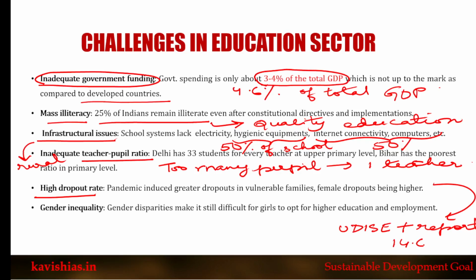And also another issue, that female dropouts are being higher, because in the pandemic situation we have seen that whenever there is a crisis in a family, it's always the females who have to adjust and compromise, and their education is compromised. There has been also a rise in cases of child marriages. So the females and the girl students had to stop their education.